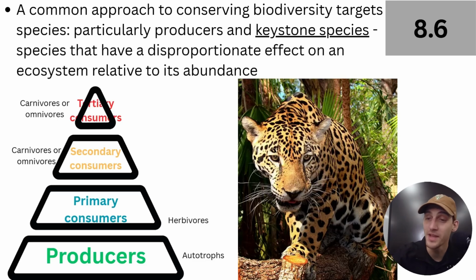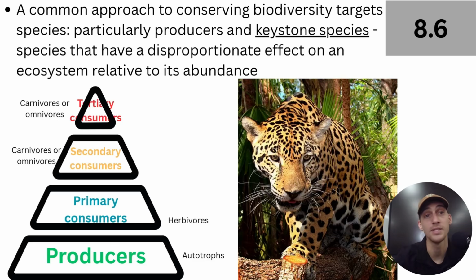But nonetheless, efforts are taking place to conserve biodiversity where we can and prevent further species from going extinct. We'll talk about that more in 8.7. So a common approach to conserving biodiversity targets species. There's another way that you can protect a particular area or particular ecosystem, but other strategies to conserving biodiversity target species, and that's what we're going to be talking about a little bit today.